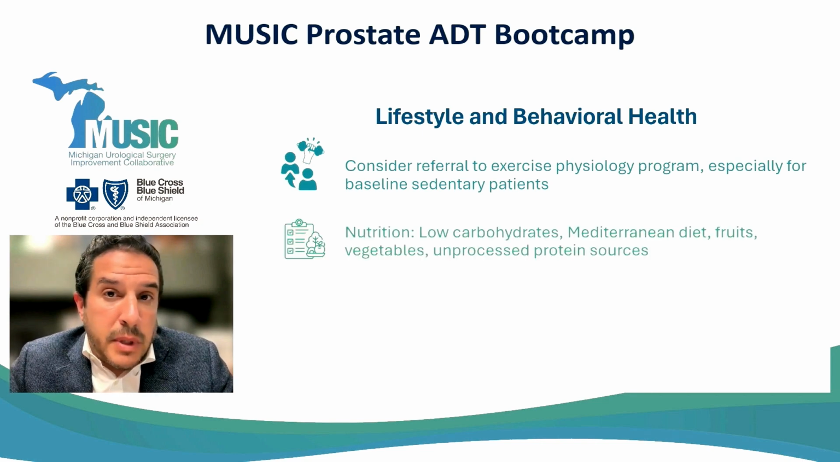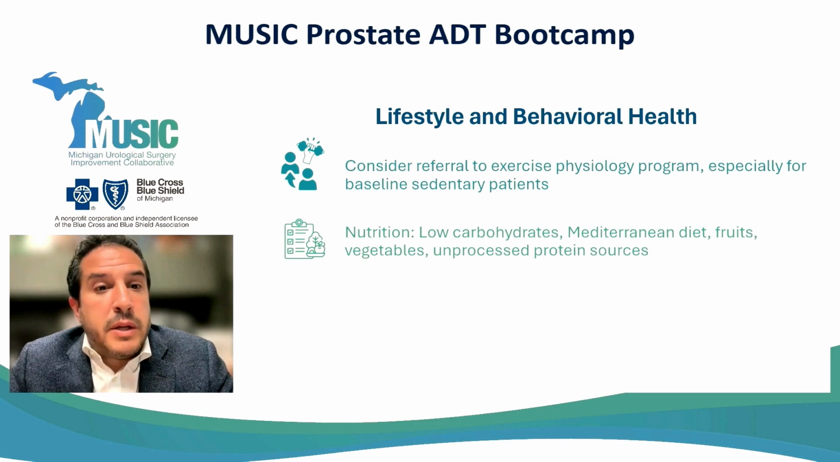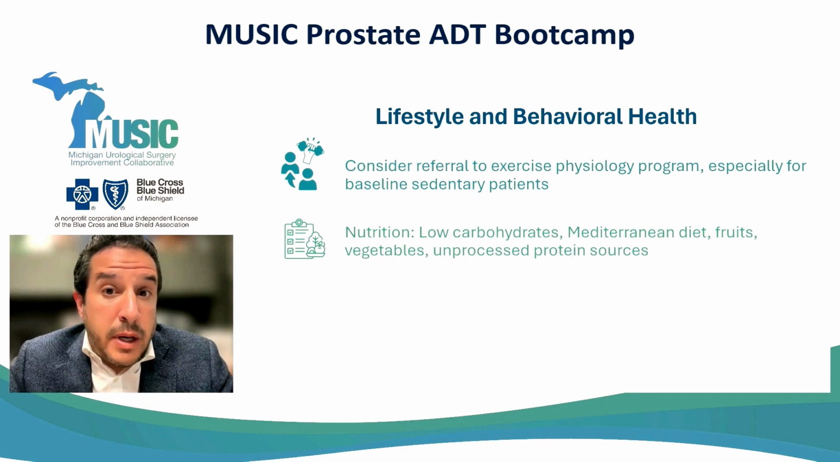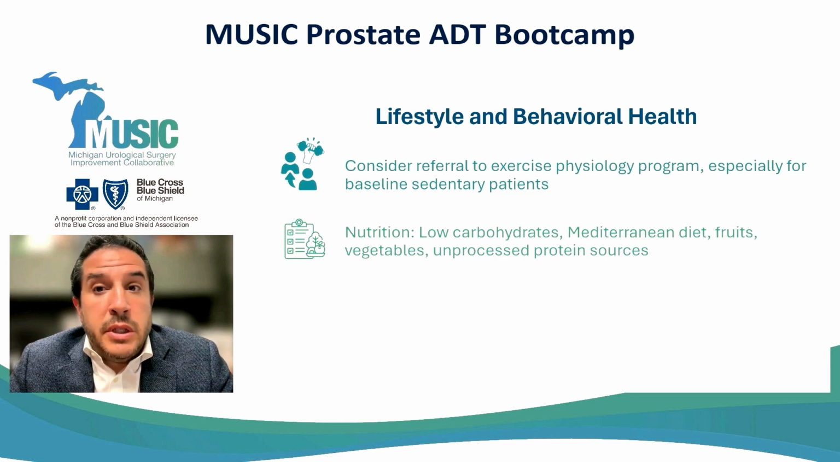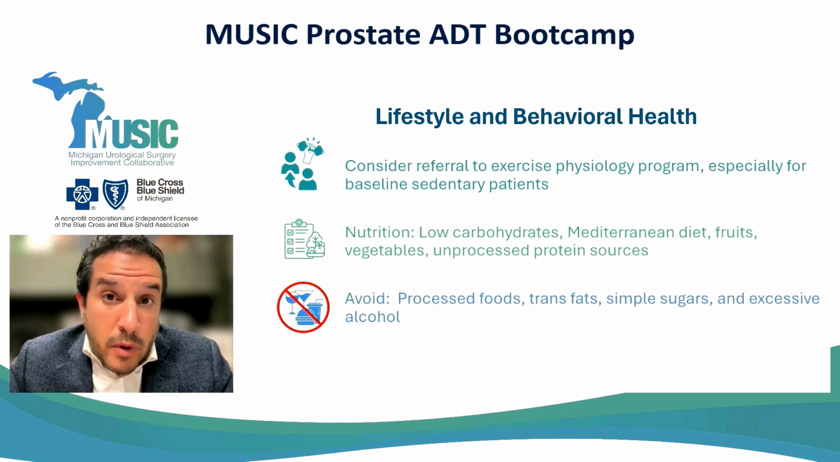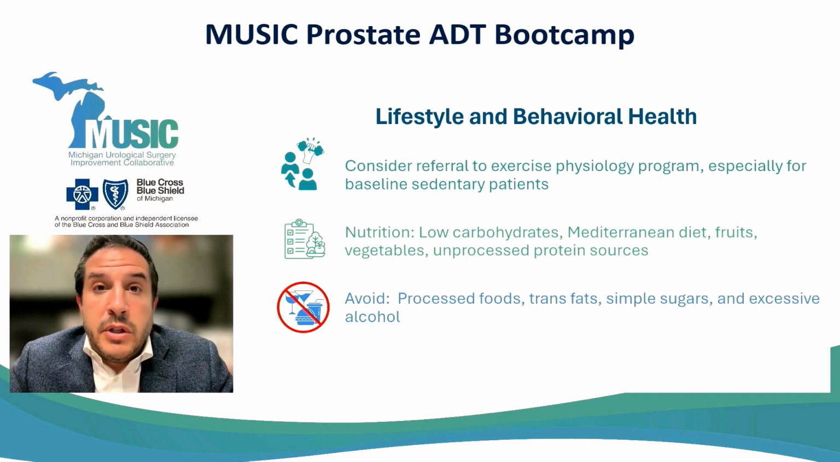And then nutrition becomes very critical. There are some significant studies within the literature that show nutrition is very important in advanced prostate cancer. For those on ADT, you want to maintain a low carbohydrate diet, a Mediterranean diet, a diet full of fruits, vegetables, and unprocessed protein sources. You want to avoid processed foods, the classic American diet, trans fats, simple sugars. Excessive alcohol can also work against you and can affect your overall survival.